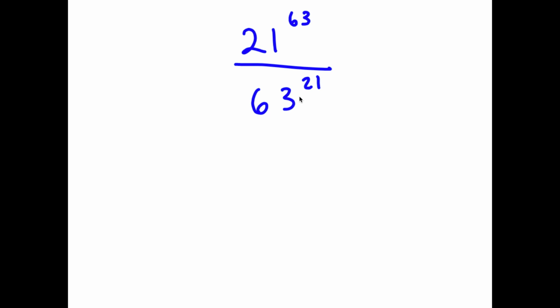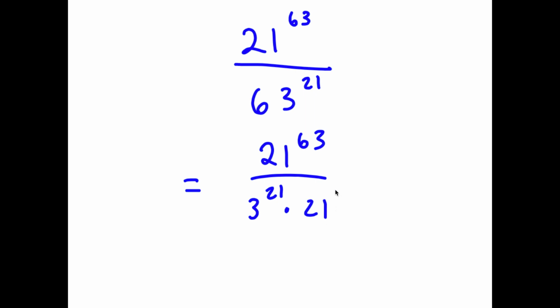Alright, so in this problem, I have 21 to the power of 63 over 63 to the power of 21. So to solve this, I'm going to first rewrite this as 21 to the power of 63 over 3 to the power of 21 times 21 to the power of 21.